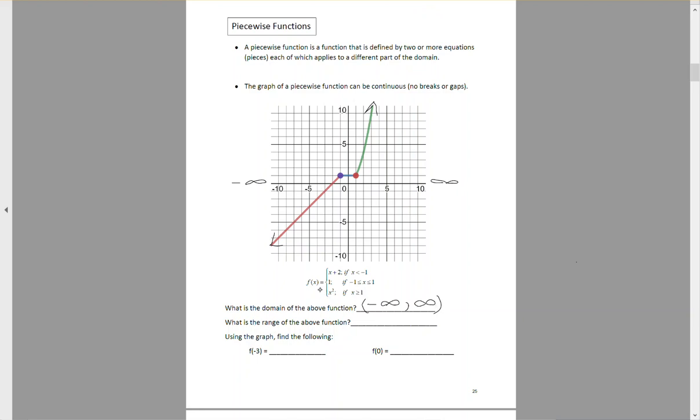The range goes from bottom to top. So the smallest y value, again, it's not going to stop here at -10. It's going to keep on going down. So that's going to be negative infinity. And the range goes from bottom to top, so this keeps on going straight up. So it's going to go up to positive infinity.